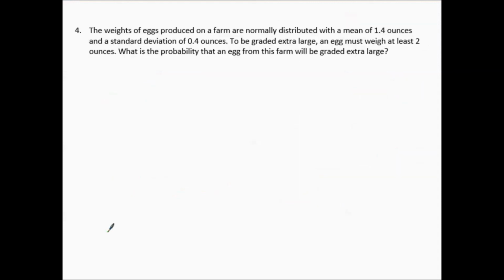Lastly, we have that the weights of eggs produced on a farm are normally distributed, with a mean of 1.4 ounces and a standard deviation of 0.4 ounces. To be graded extra large, an egg must weigh at least 2 ounces. What is the probability that an egg from this farm would be graded extra large? So let's sketch a normal curve. My mean is 1.4. I want to know what the probability of being greater than 2 is. So I'm looking for that probability.